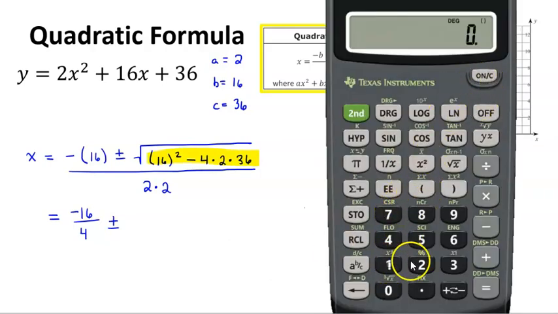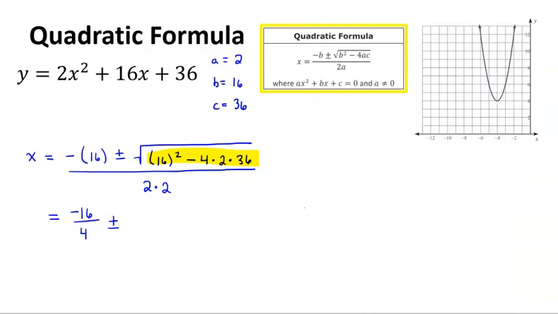I've got parentheses 16, close parentheses, squared, minus 4 times 2 times 36 equals, and I get negative 32 over 4. And then notice that I've got that negative underneath my square root, and so this is automatically going to be no solutions. And here we've got negative 16 divided by 4 gives us negative 4.